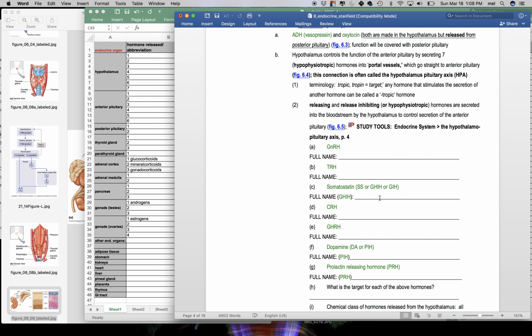The reason you need to know all of them is because when you get into pathophysiology or another class, I don't know which hormone name they're going to use. Please note that not all of them have multiple names, though. Dopamine, you learned it as a neurotransmitter.